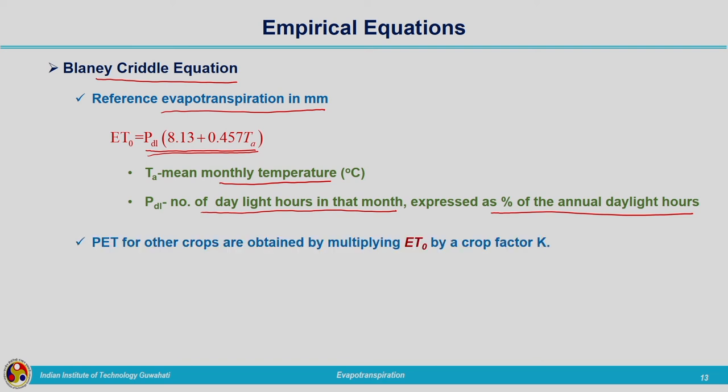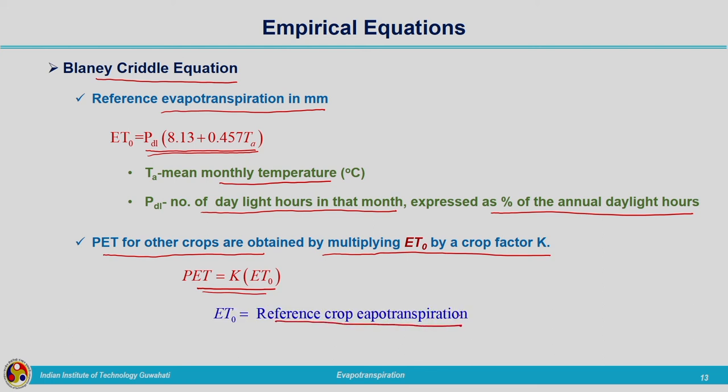Once ET0 is available to us, potential evapotranspiration for other crops can be obtained by multiplying ET0 by a crop factor K. Depending on the growth of different crops at different growth levels, this K value will be available to us. PET corresponding to that particular crop can be calculated by using this formula: PET is equal to K multiplied by ET naught. ET naught is the reference crop evapotranspiration, which we explained using the Blaney-Criddle equation, and K is the crop factor. So, once it is available to us, we can calculate potential evapotranspiration corresponding to different types of crops.